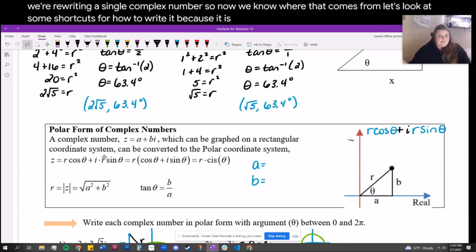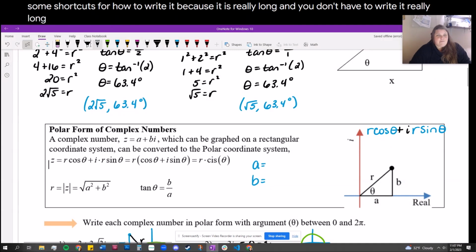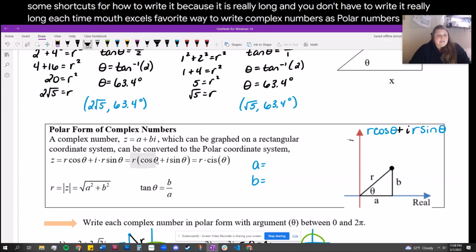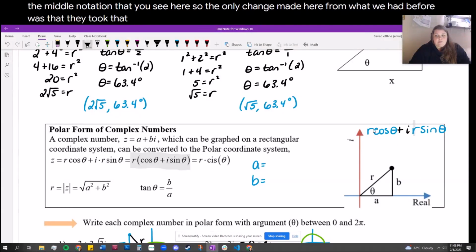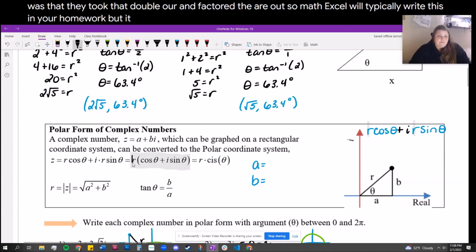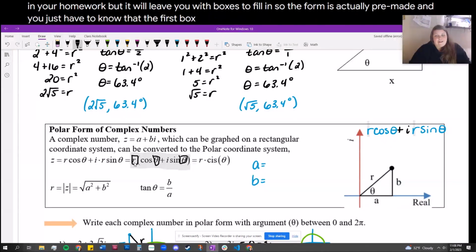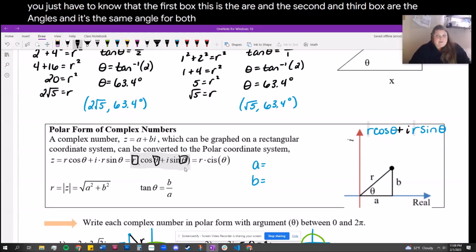to write it because it is really long and you don't have to write it really long each time. MathXL's favorite way to write complex numbers as polar numbers is actually the middle notation that you see here. So the only change made here from what we had before was that they took that double r and factored the r out. So MathXL will typically write this in your homework, but it will leave you with boxes to fill in. So the form is actually pre-made, and you just have to know that the first box is the r, and the second and third box are the angles.